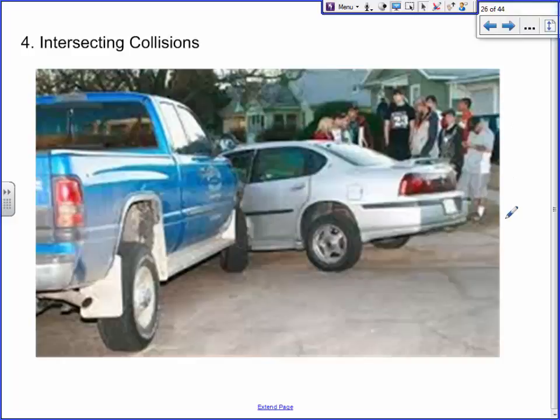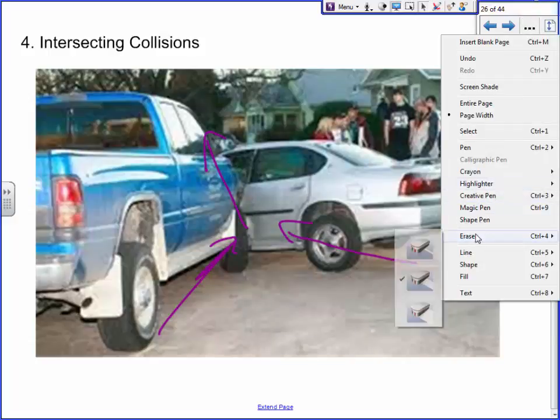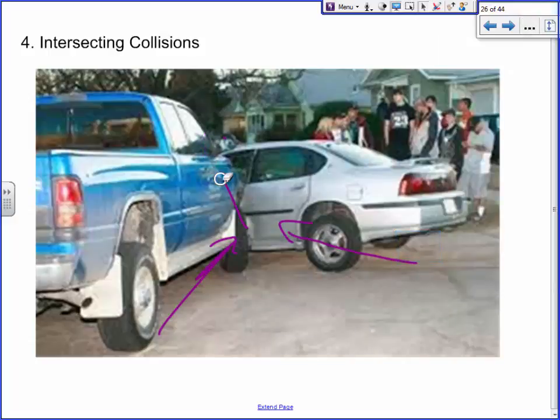These are the ones that are more challenging. Intersecting collisions. This is where object one is going this way, object two is going this way, and they could collectively go off like that, or if they don't collectively go off in one direction, perhaps they can have one bounce out that way, one bounce out this way. That particular scenario I'm going to show you here, that's the really sucky one we're going to do last. It's a lot of work.